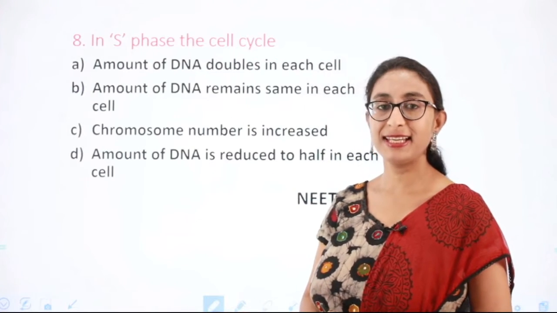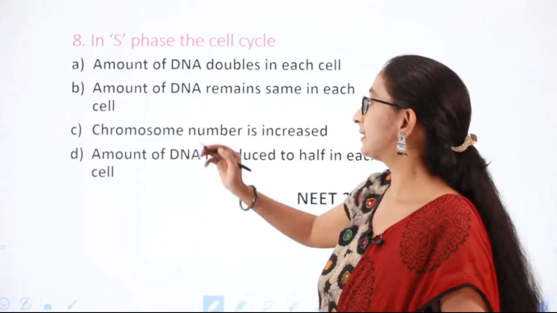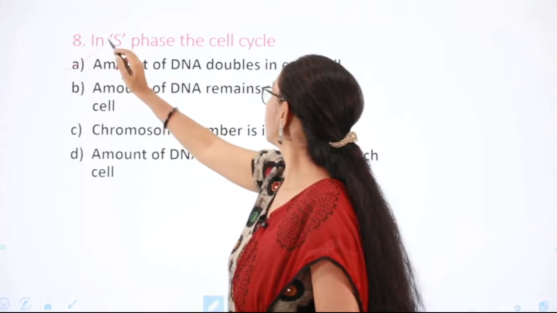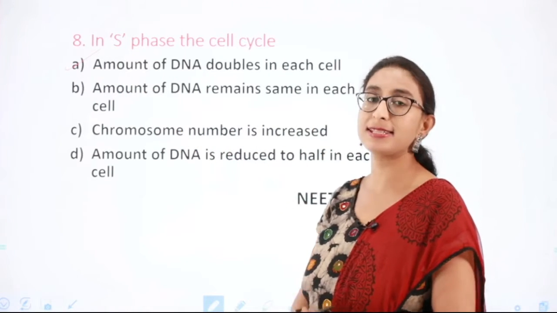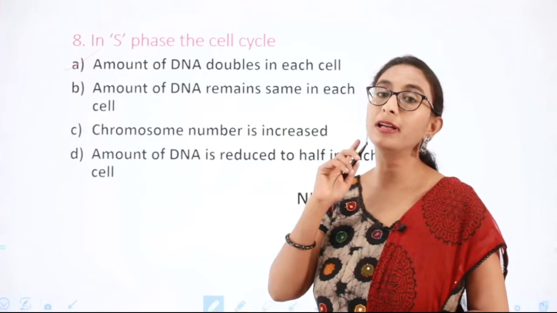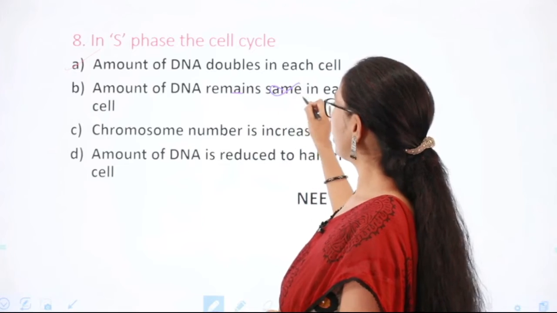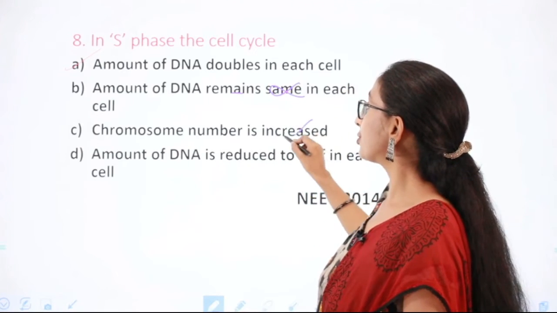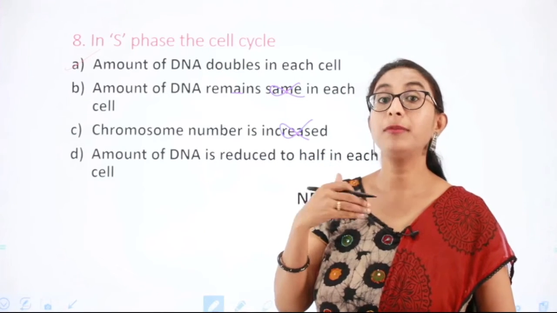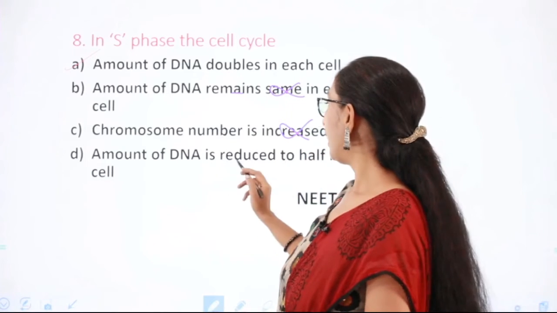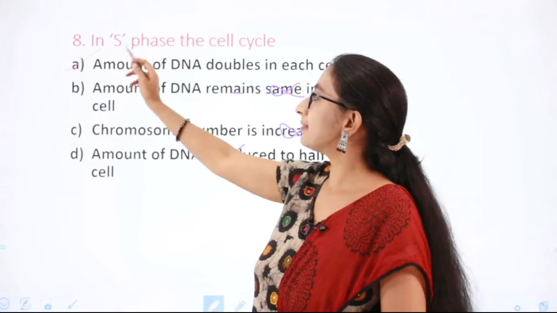In S phase, the cell cycle, the amount of DNA doubles in each cell? Yes, correct. This is the right answer. Yes, the amount of DNA doubles. However, the chromosome number remains the same. And the other options are wrong. The amount of DNA remains the same. No, that is wrong. The chromosome number is increased. No, the chromosome number remains the same. However, the amount of DNA doubles during the S phase. And the amount of DNA is reduced to half. No, that is also wrong. So, A is the right answer.